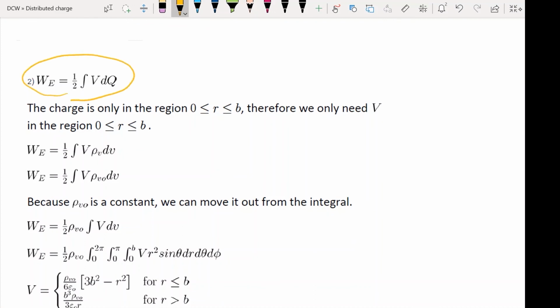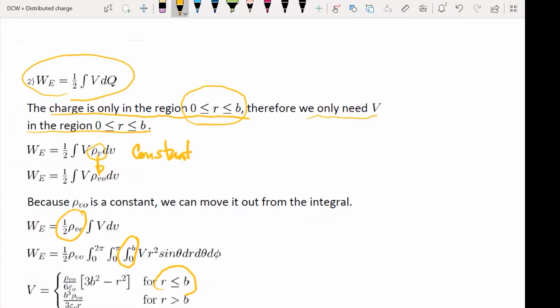V dq means we multiply charge with the potential at its location. It is 0 where charge is 0. We then just need to integrate only where there is charge, or integrate from R equal to 0 to B. Since the charge density is constant, we can move it outside the integral sign. The integral is only from R equal to 0 to B. We need to use the right equation for the potential V.